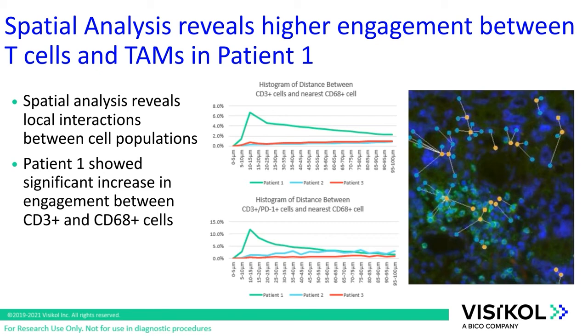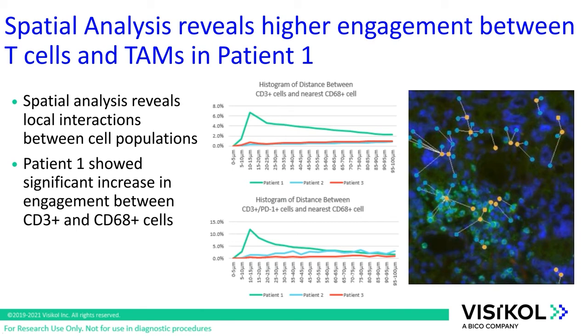When we generated a histogram of the distribution of the distances between CD3 cells and the nearest CD68 positive cell, we see these figures that are shown in the middle here. Looking at the top one, we're looking at the distance between your CD3 positive cells and CD68 cells. You can see that patient 1 has a considerably higher percentage of its T cell population in close proximity to CD68 positive cells.